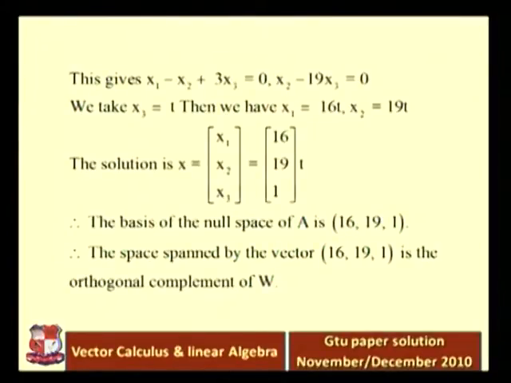So this is the basis vector. (16, 19, 1) is the basis vector for the space spanned by the vector. (16, 19, 1) is the orthogonal complement of W, right? So this is the answer. So (16, 19, 1) is the basis vector for the orthogonal complement of W.